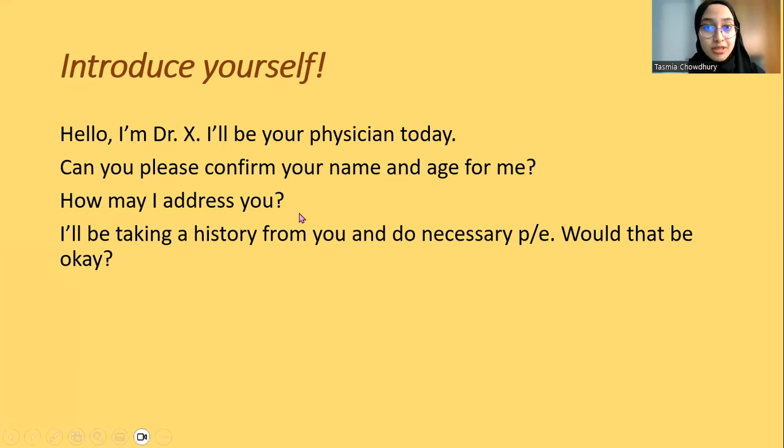And then an important thing, permission. You say, I'll be taking a history from you today and do necessary physical examination. If it's a combination station, then say this one as well and do a necessary physical examination. Would that be okay? In NAC OSCE cases, the patient will say, yes, that would be okay.